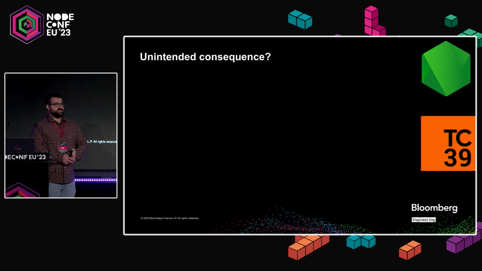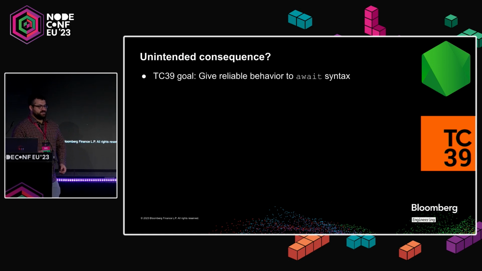Sometimes people wonder, was this an unintended consequence? Was TC39 not thinking about Node? Well, the committee had a goal to give reliable behavior to syntax. When you see an array literal, you know it's always going to create an array. So the idea was, when you see an await keyword, you know it's always going to await. It's not going to do something else.